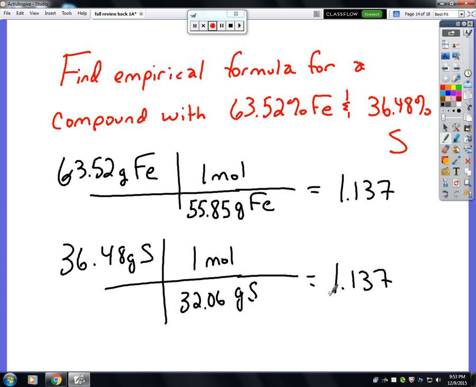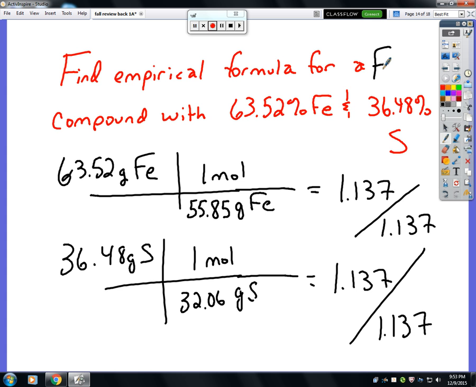Now, what did I do? I went percent to grams, grams to moles, right? These are both moles. Divide by small. Well, guess what? These are already the smallest number, and they're both the same. So I divide both of them by the smallest number, which just happens to be the same. And guess what? My formula is Fe1S1 because that's equal to 1 and that's equal to 1. If this had been equal to 2 for some reason, because of the way it divided out, then you would make this a 2 right here. But that's not the case. Okay?